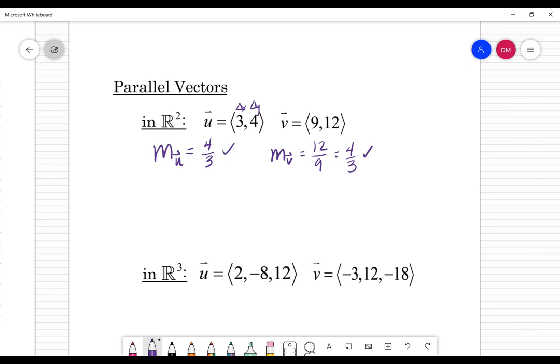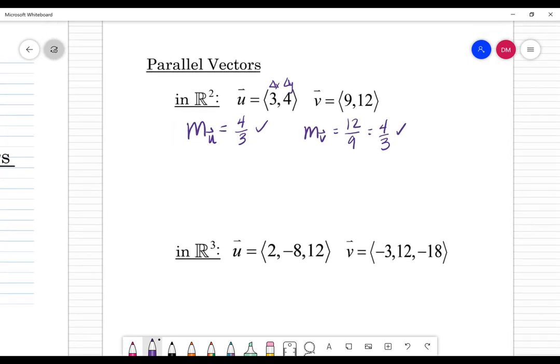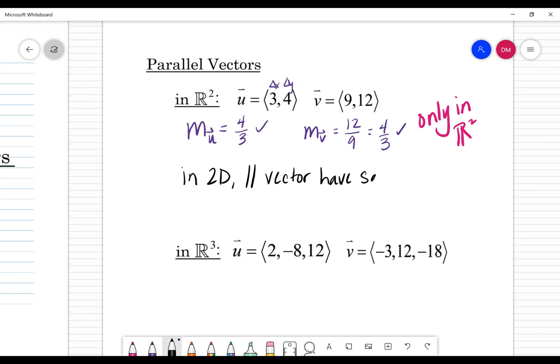So if we remember parallel lines, then parallel vectors in 2 dimensions have the same property. This only works in R2, so I'm going to write that off to the side here. This is only applicable when we are in R2, because things are a little different when we get to 3 dimensions. But let me just specify here that in 2 dimensions, our parallel vectors will have the same slope.